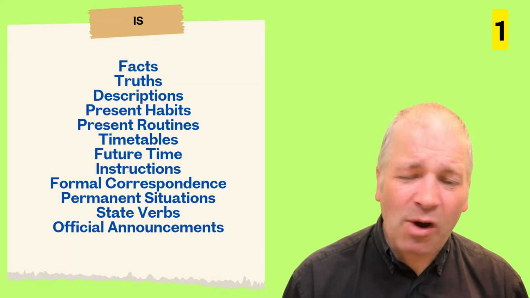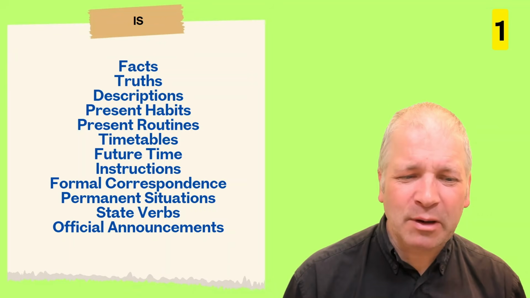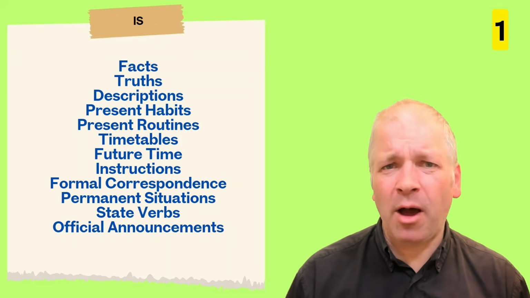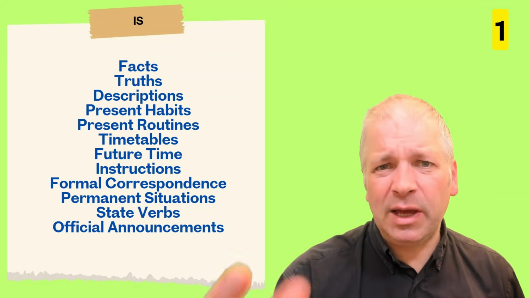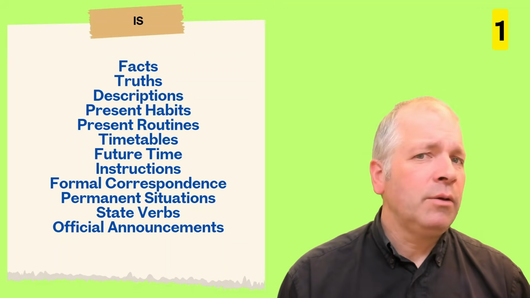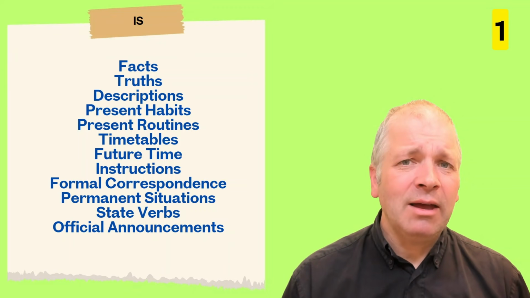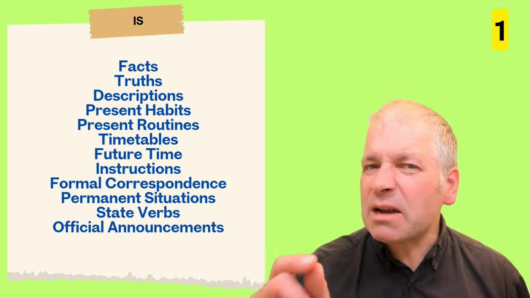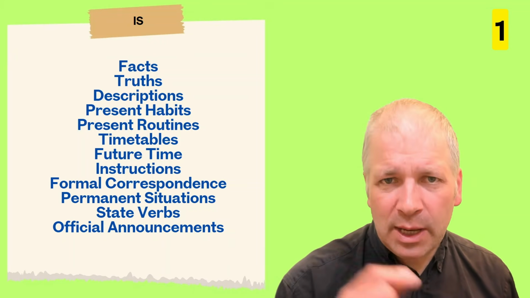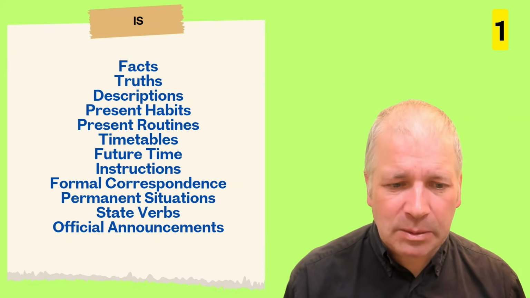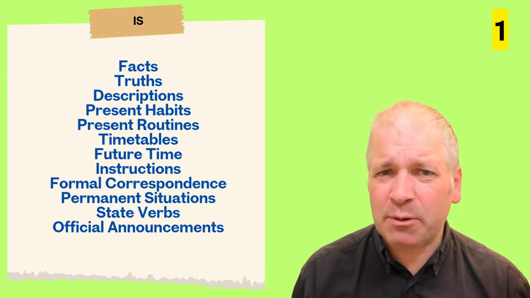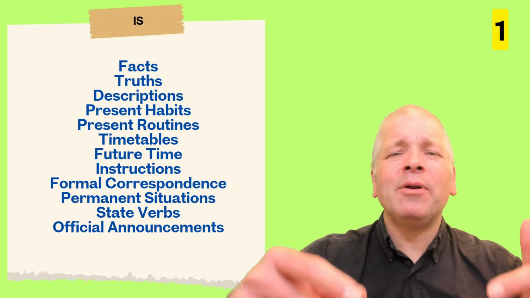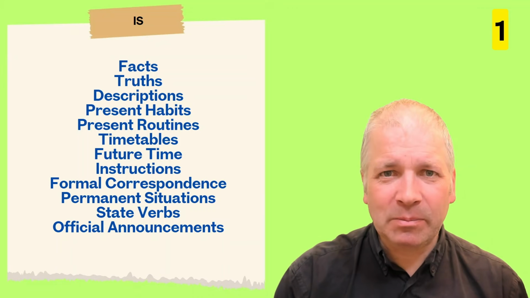We can use it with instructions, formal correspondence, permanent situations, state verbs. When I say state verbs, I mean that is in itself is a state verb. For example, Italy is hot at the moment because it's sunny. That's the state of Italy. So is introduces its state. And we can use it for an official announcement. The wedding of the year is to happen in Rome this year.